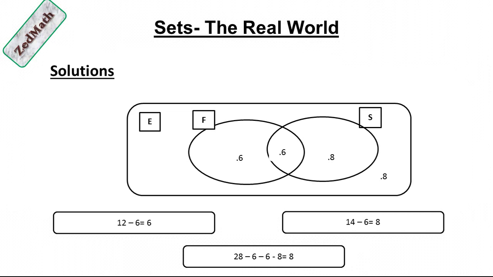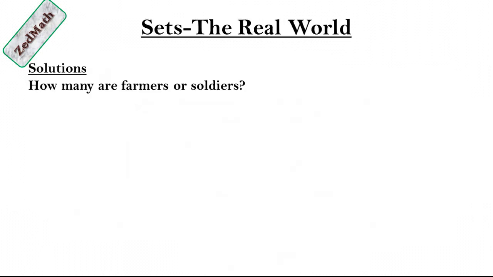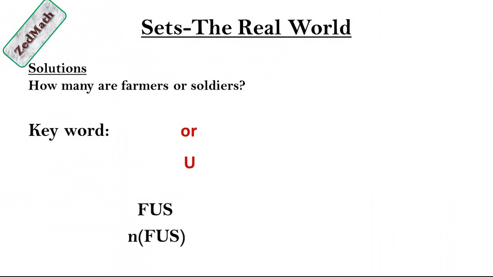Now we can continue to answer our question. Our question is, how many are farmers or soldiers? If we take a look at the keyword, we have "or", and "or" means union. So we're talking about F union S. That is the total number of people who are farmers or soldiers, written like so.